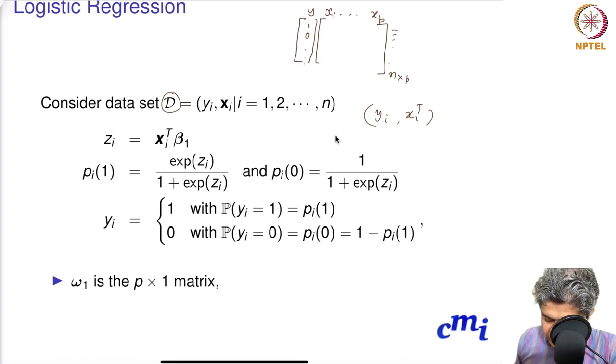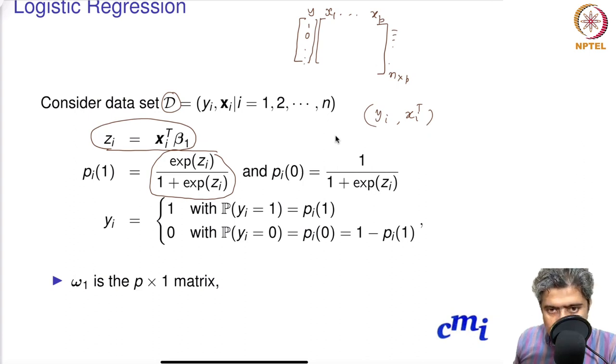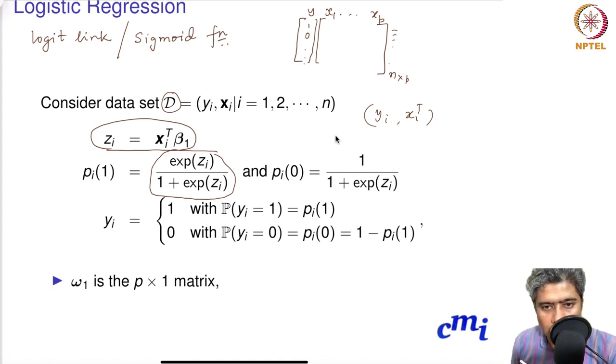Once you have that, zi equals xi transpose beta, and once you compute zi, you put e to the power zi divided by 1 plus e to the power zi. In statistics we call this the logit link. In ML we call it the sigmoid function.